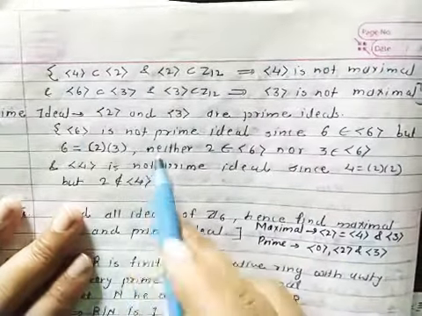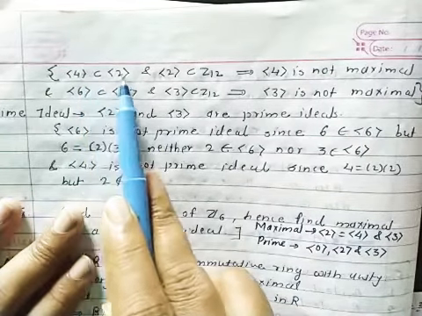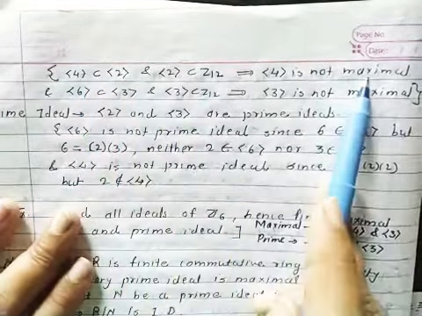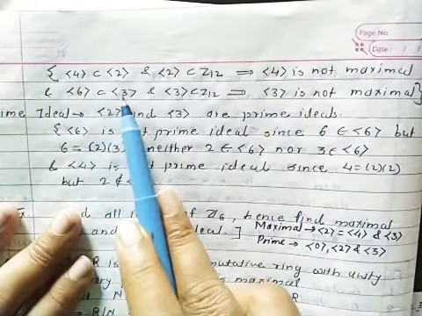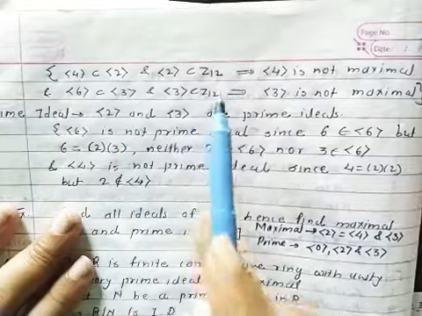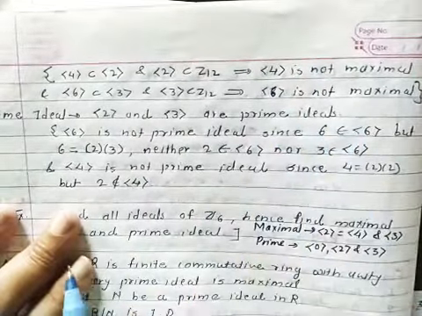So first of all, for maximal ideals, it is written that the ideal generated by 4 is contained in the ideal generated by 2, which is contained in Z12, so the ideal generated by 4 is not maximal. Similarly, the ideal generated by 6 is contained in the ideal generated by 3, and that is contained in Z12, so the ideal generated by 6 is not maximal.